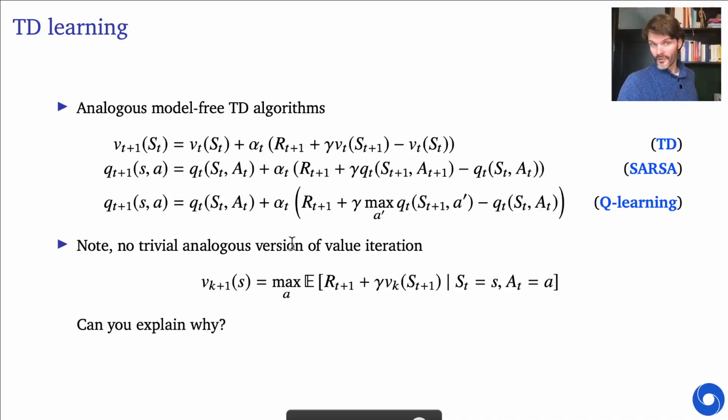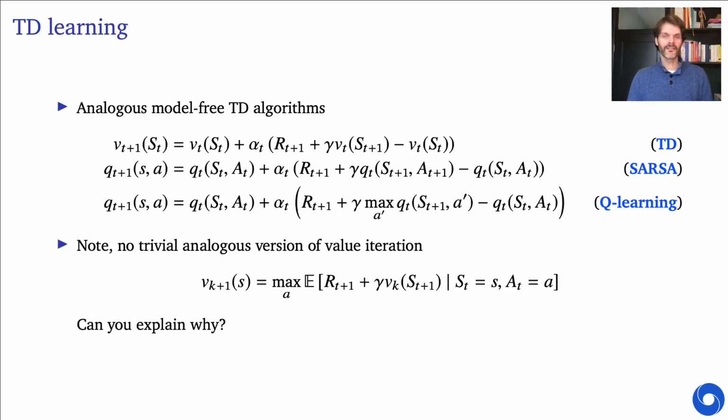Note that there's no trivial analogous sampled version of this algorithm, which is the value iteration algorithm for state values. I want to encourage you to briefly think about that. Why would that be the case? Why are there 4 dynamic programming algorithms and only 3 model-free algorithms on these slides? Feel free to pause the video whenever you want to take a second to think about these things.